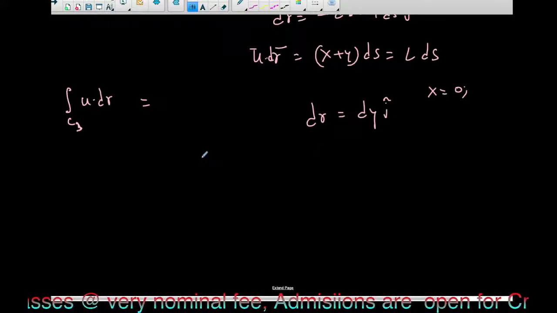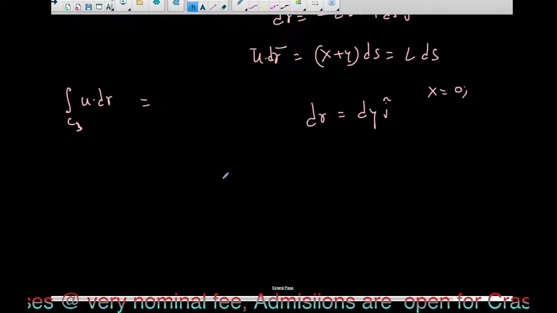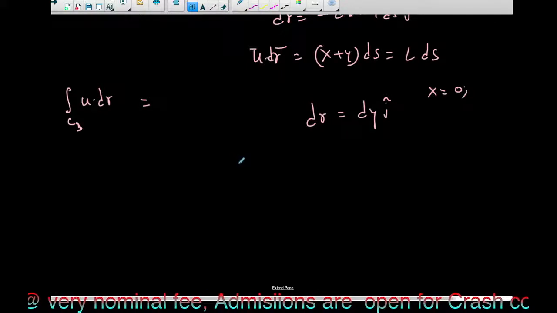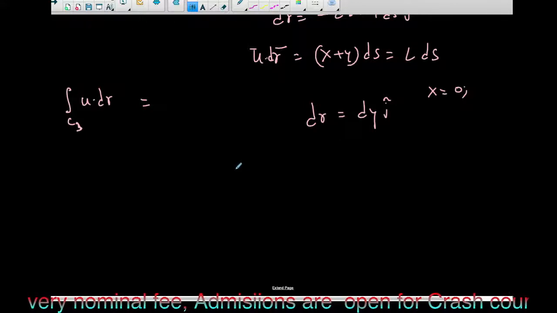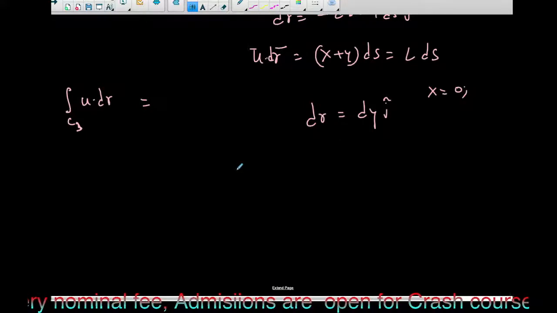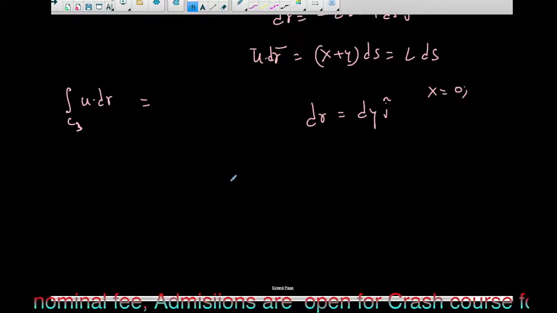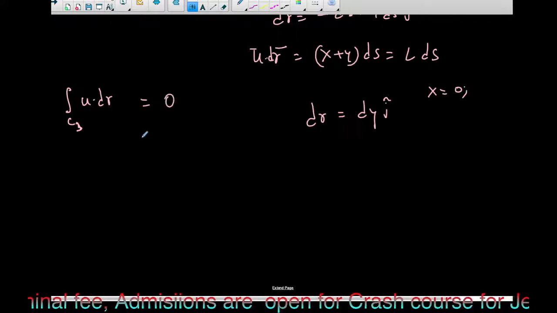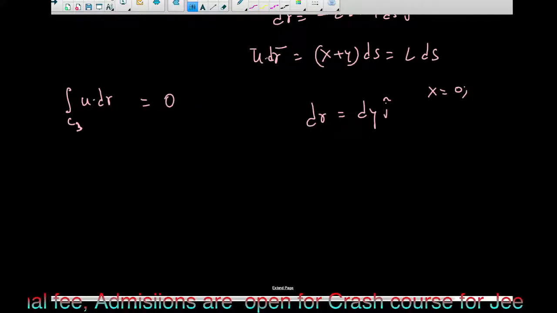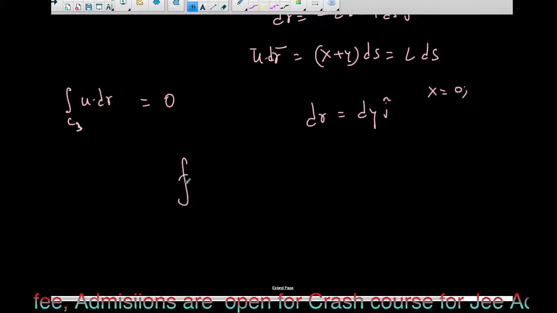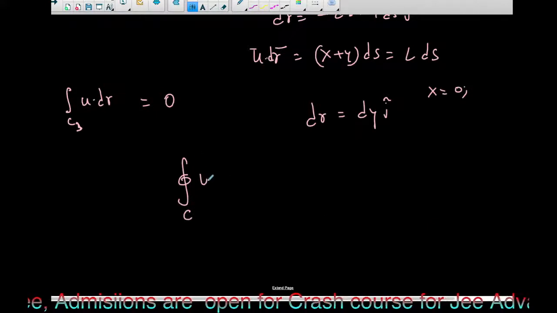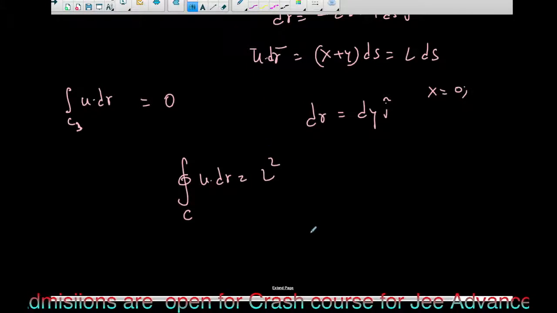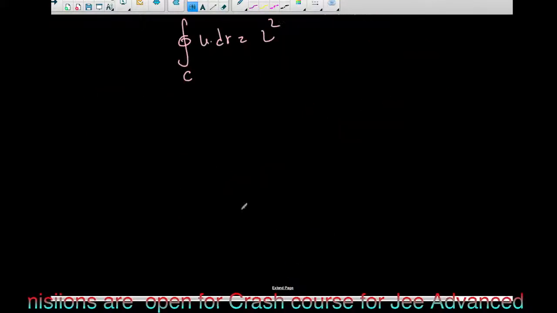So in that situation, once you go for C1, C2 and then C3 also, summing all these contributions, what do we get here? C4 you will also get 0. C3 you will also get 0. So the integral of u dot dr over the circle C, what will you get? Only that L square. Only the second one is contributing, L square.